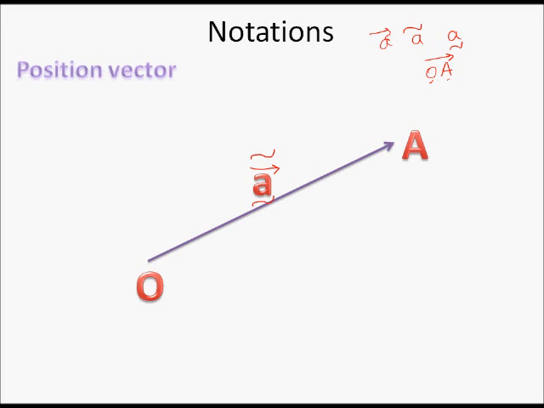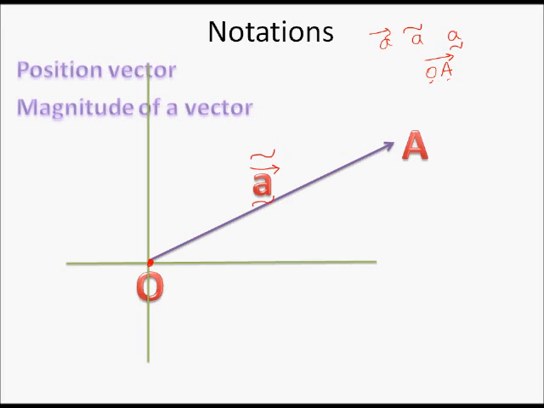What is a position vector? You can draw the coordinate axis like this, so that the start of the vector is on the origin of the axis. Okay, if this is placed like this, then the vector OA is called the position vector.